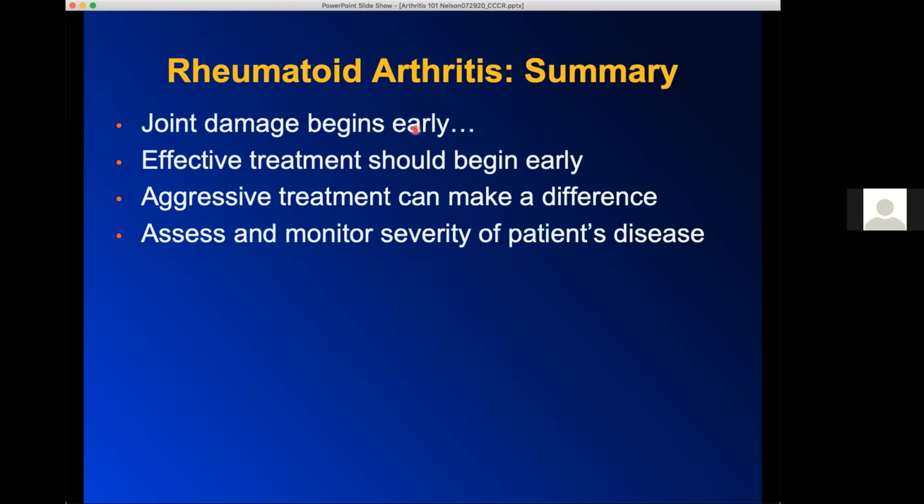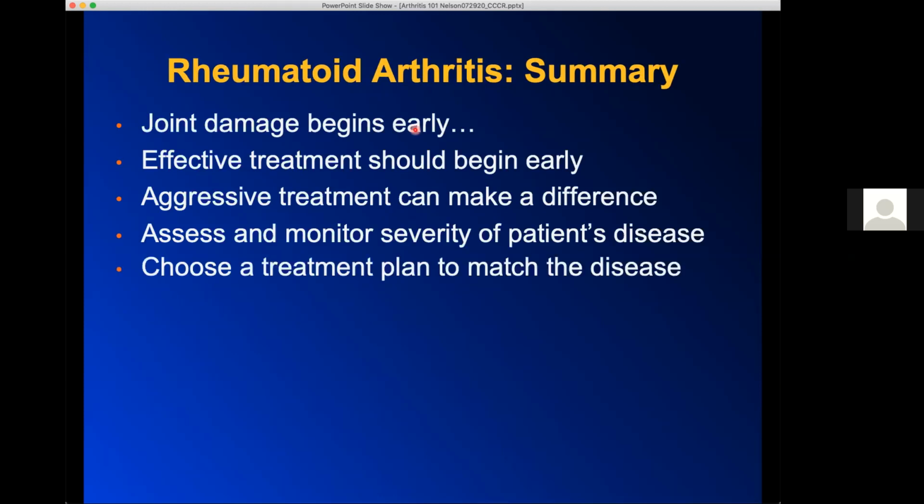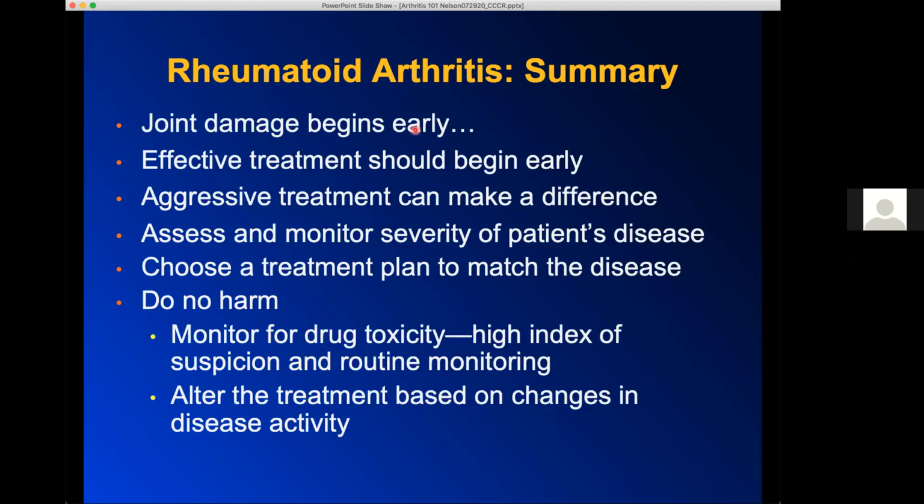We want to continue to assess and monitor the severity of their disease over time and continue to adjust their treatment, particularly as it relates to drug toxicity and a lot of things that can happen with all of the drug choices that we have.